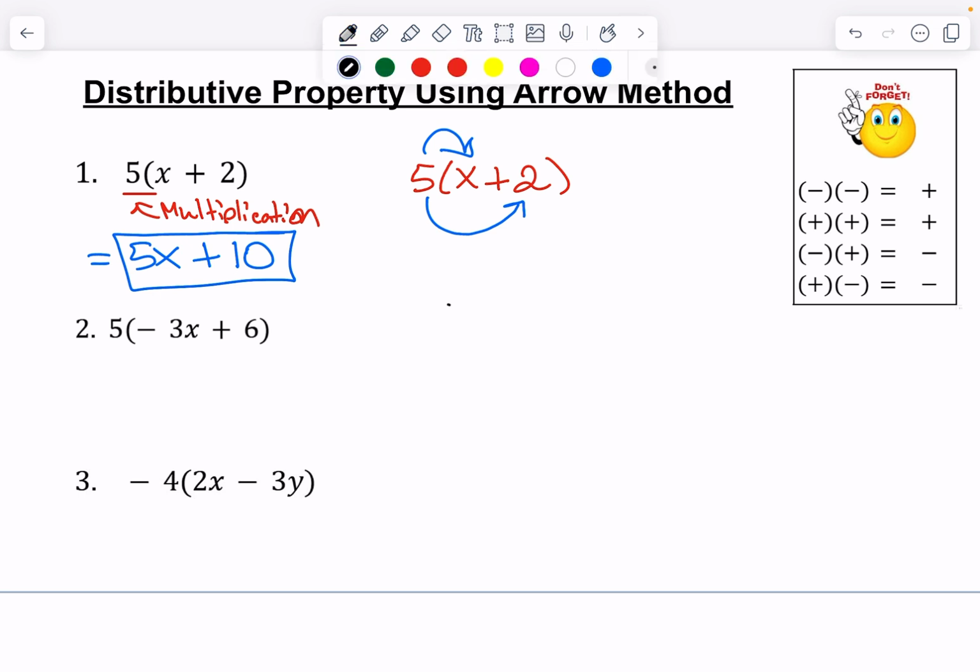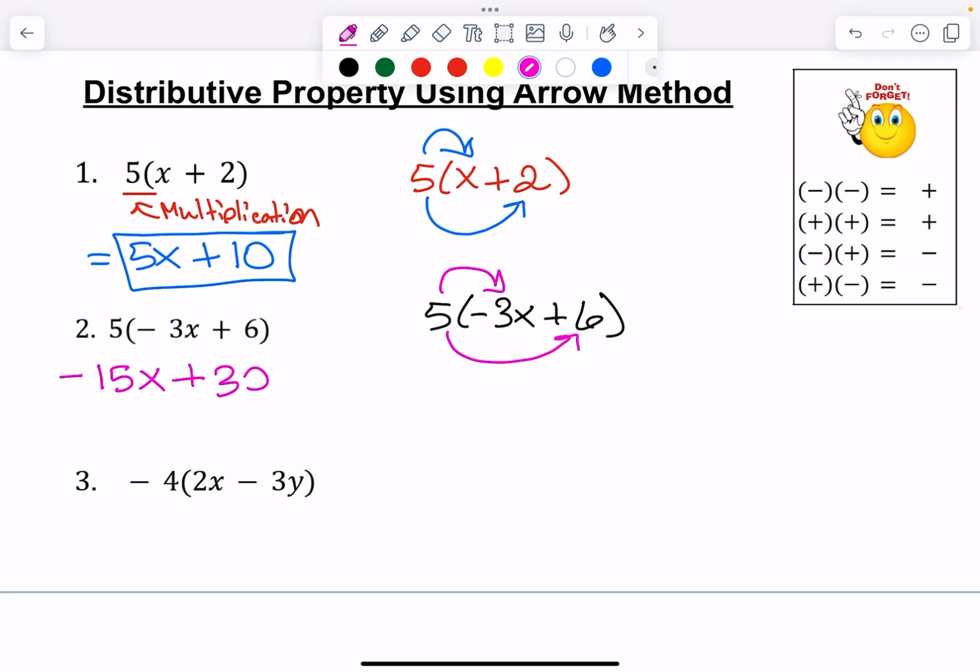The next problem has 5 and then negative 3x plus 6. So first we're going to multiply 5 times negative 3x. That is negative 15x. And then we're going to multiply 5 times the positive 6, which is 30. The 15x has an x, the 30 does not, therefore they're not like terms and we cannot combine them, and this is our final answer.